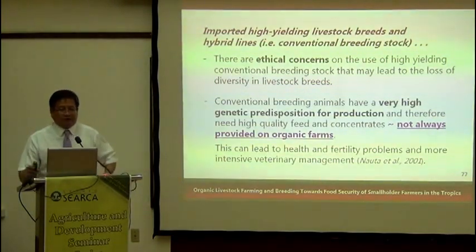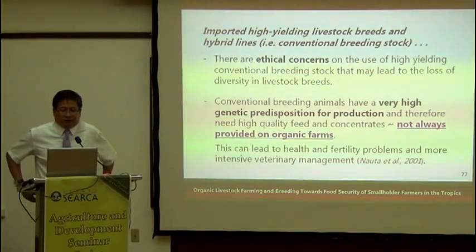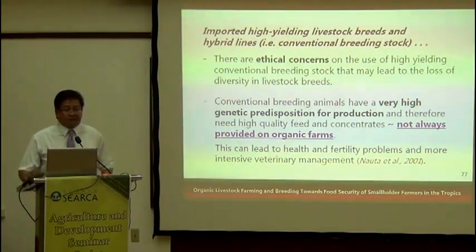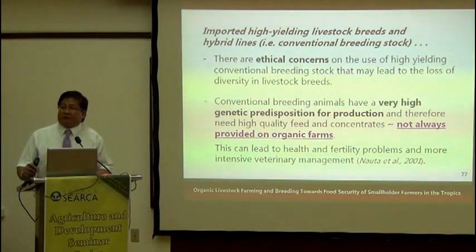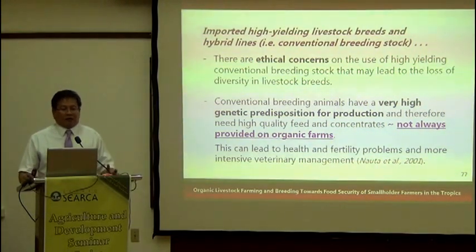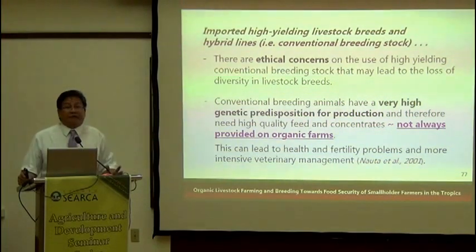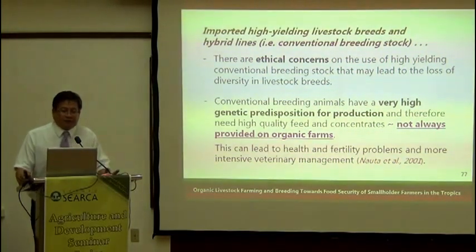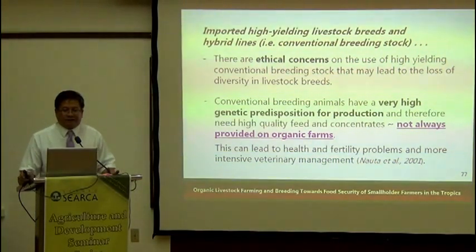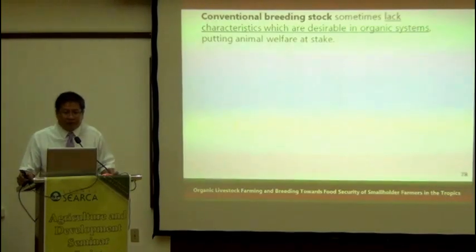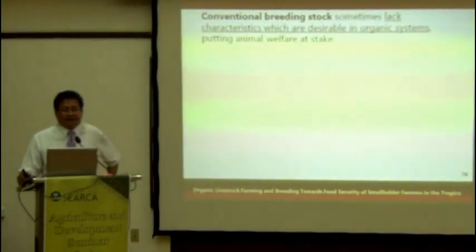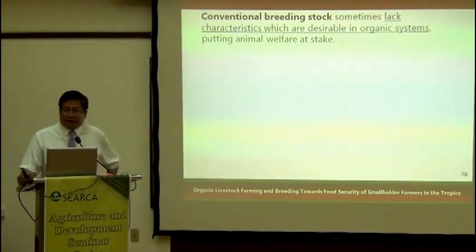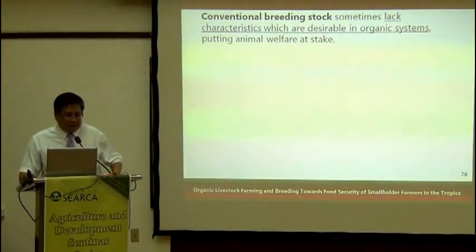And then these conventional breeding animals are known to have a very high genetic predisposition for production, and therefore they would require high quality feed and concentrates, which we do not always provide in organic farms because they're not available, they're expensive. Besides, this would also lead to health and fertility problems, and this has been documented, and they would also require intensive veterinary management. The conventional breeding stock also lack the characteristics which are desirable in organic systems, putting the animal welfare at stake.